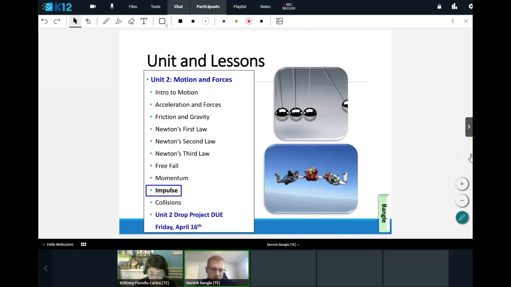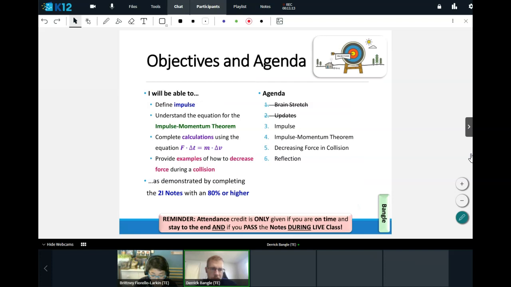In terms of our units, today we're going to learn about something called impulse. Impulse is going to incorporate some different variables. We're going to learn how to define impulse. We're going to understand the equation for the impulse-momentum theorem. We're going to do some calculations about it. And then we're going to provide examples of how to decrease force during a collision.